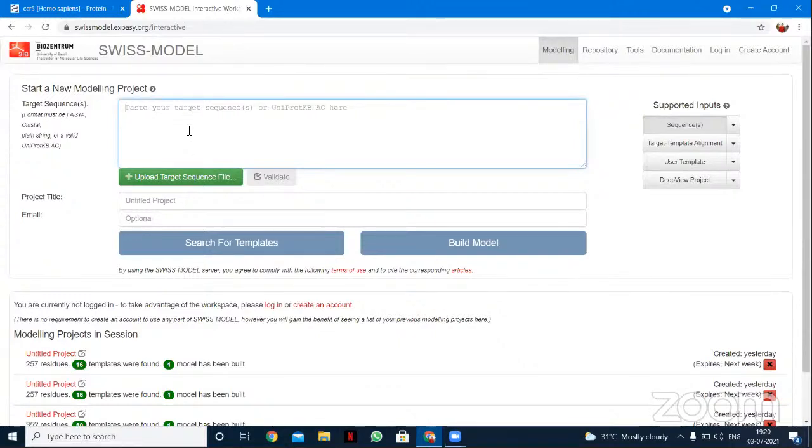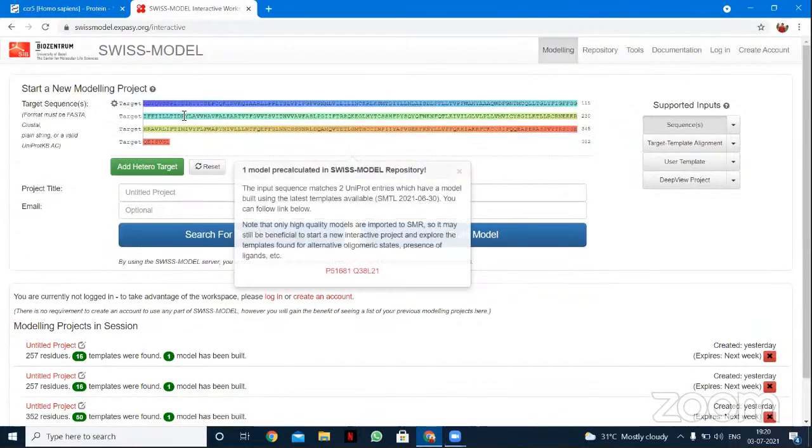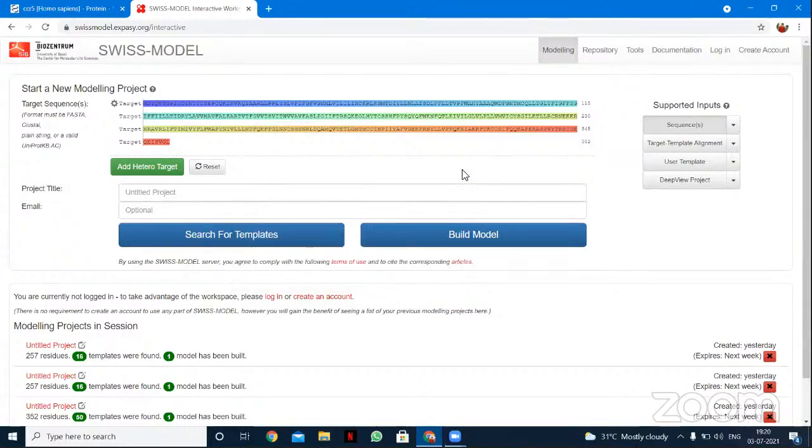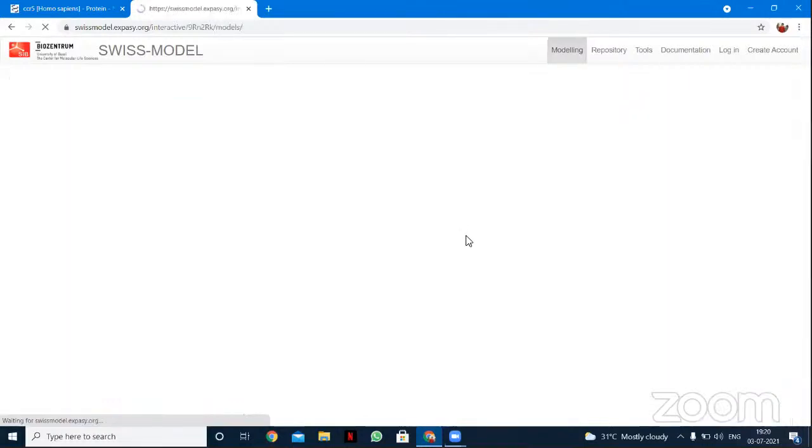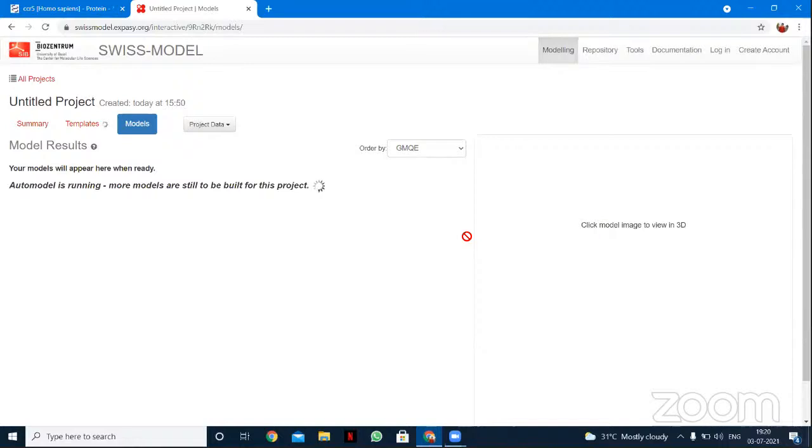Since it is a server, it is very easy and you can do it. This is supported for the online classes. Since it is a part of EBI, it is easy to get. So click on the build model. It will be selected. You can wait for 1 or 2 minutes. You can see the 3D structure.